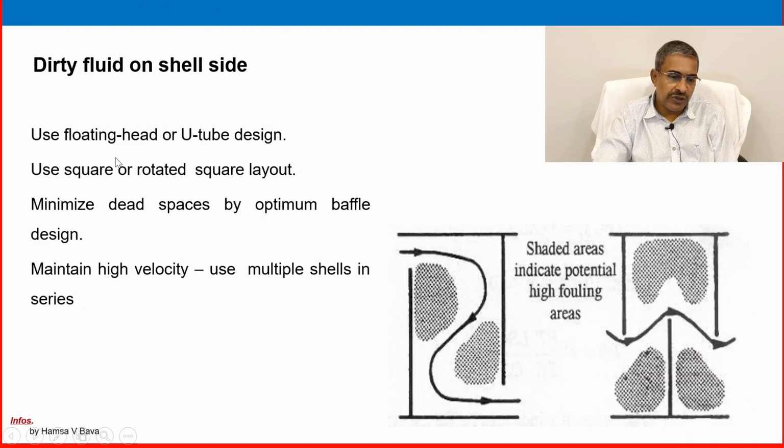Dirty fluid on shell side: use floating head or U-tube design, use a square or rotated square layout, minimize dead spaces by optimum baffle design, maintain high velocity, use multiple shells in series. So see, shaded areas indicate potential high fouling areas. See, the flow is going, these areas are fouling. So these are the general information on fouling and corrosion.